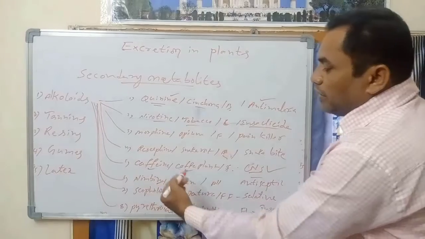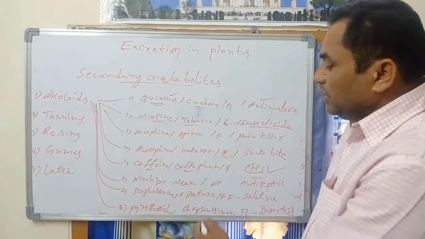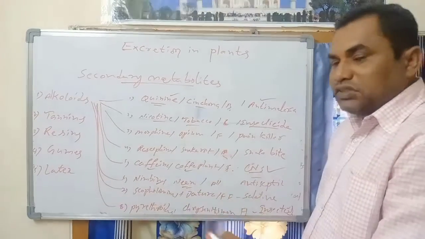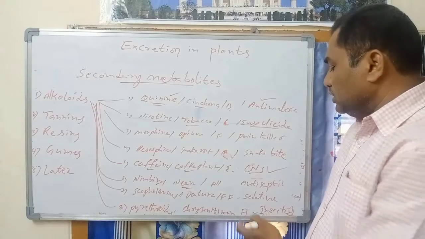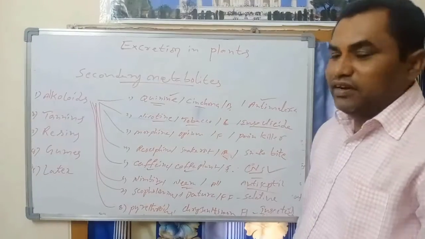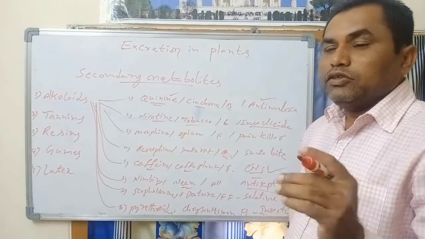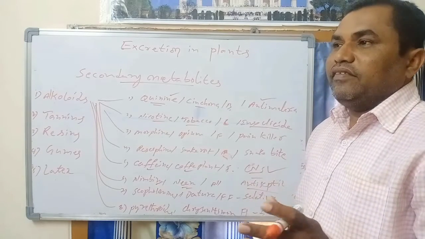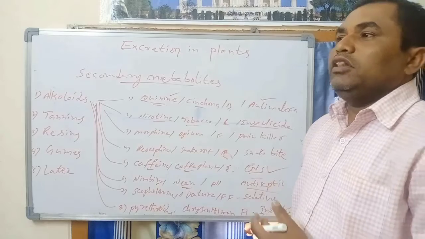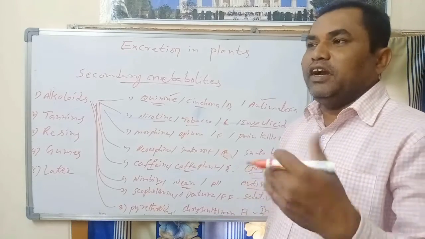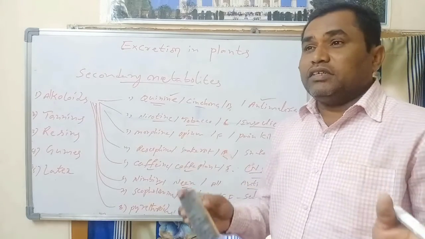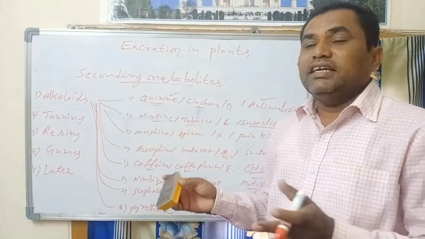Next go to the nimbin. Nimbin is obtained from the neem tree, from all the parts: leaves, fruits, seeds. So this is used as an antiseptic. So we know that nowadays we are using neem, all the parts, leaves, seeds for different purposes. So all the parts of the neem tree can be used as a drug.